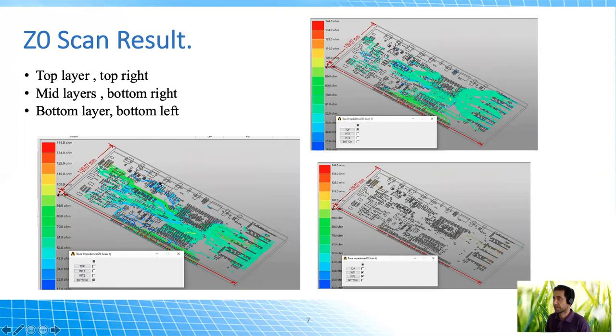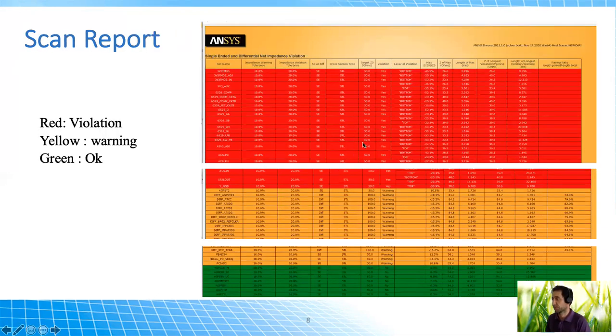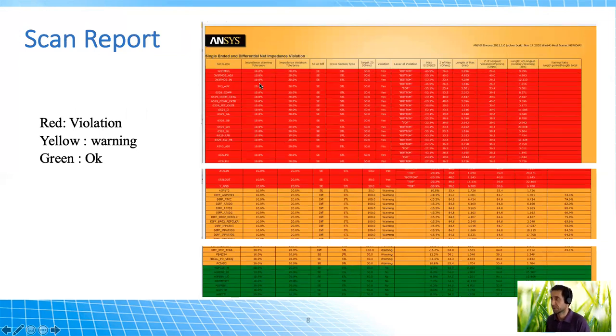So once we have that, it's more like a visual representative of the impedance. But if you want to have a report, we can click on the report, and then we'll see this report. It was a long one, so I cut part of it. So the red ones are the violations.